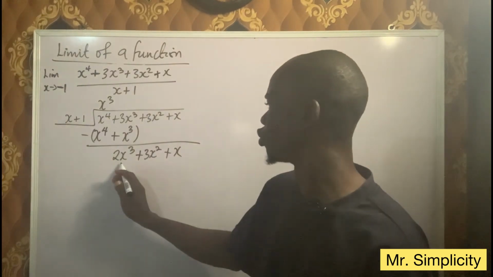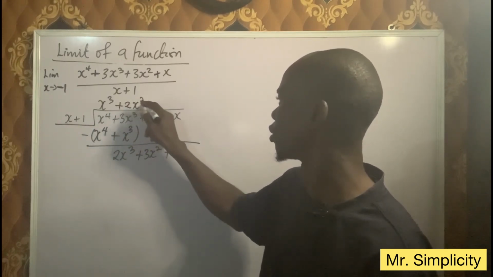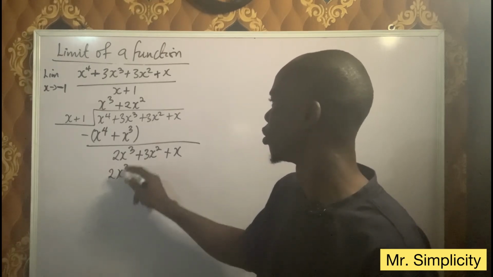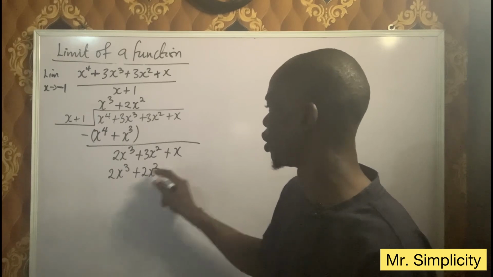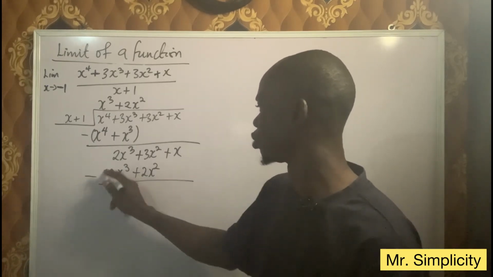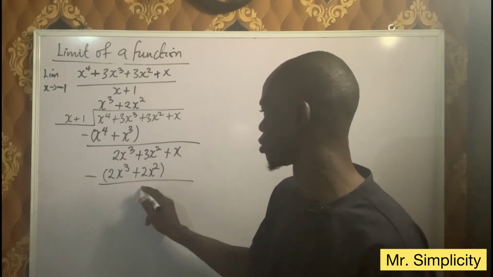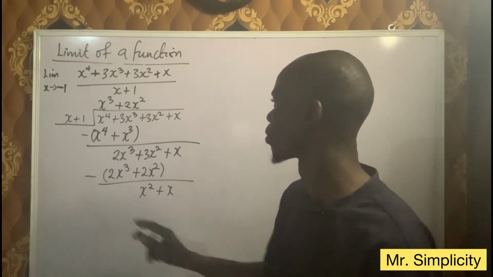X divided 2s cubed will give us 2s squared plus 2x squared. 2x squared times x will give us 2x cubed. 2x squared times 1 will give us 2x squared. So when we subtract, this is 0. 3 minus 2 is 1, x squared. Then you bring down plus x.